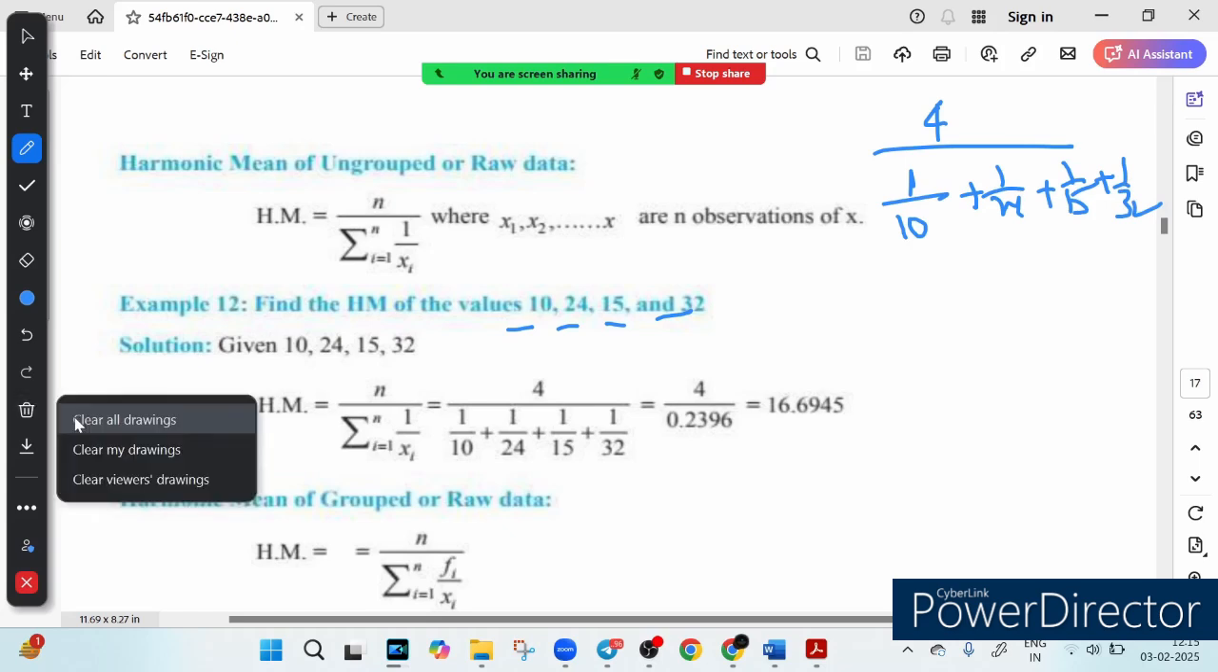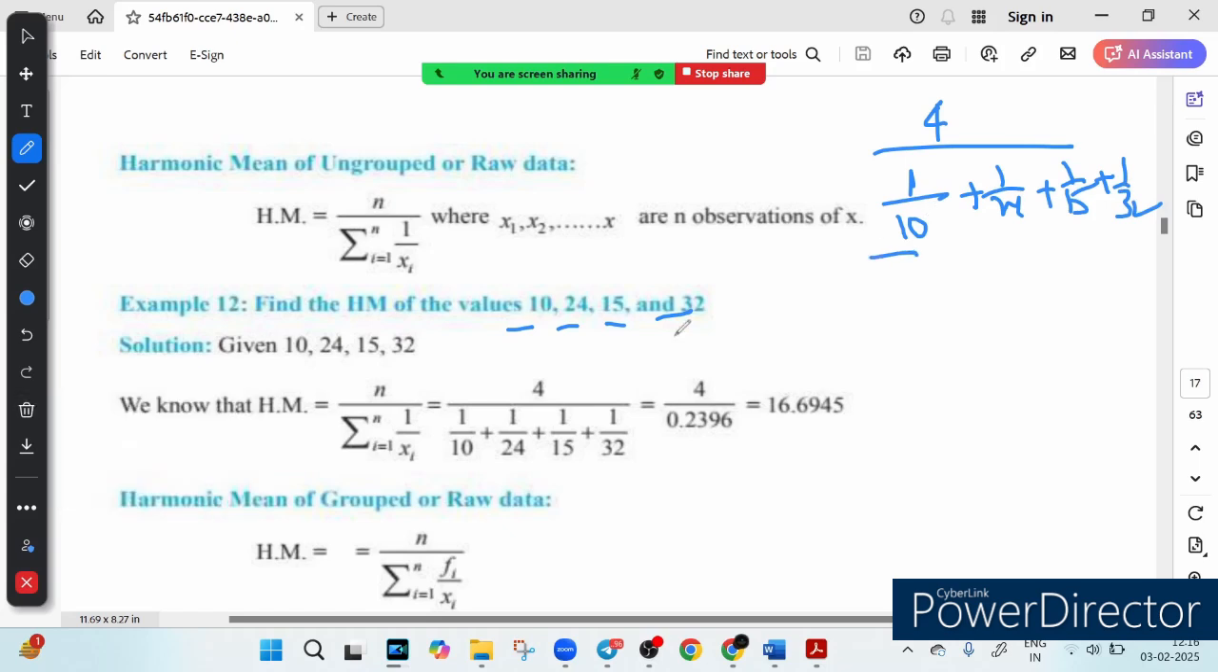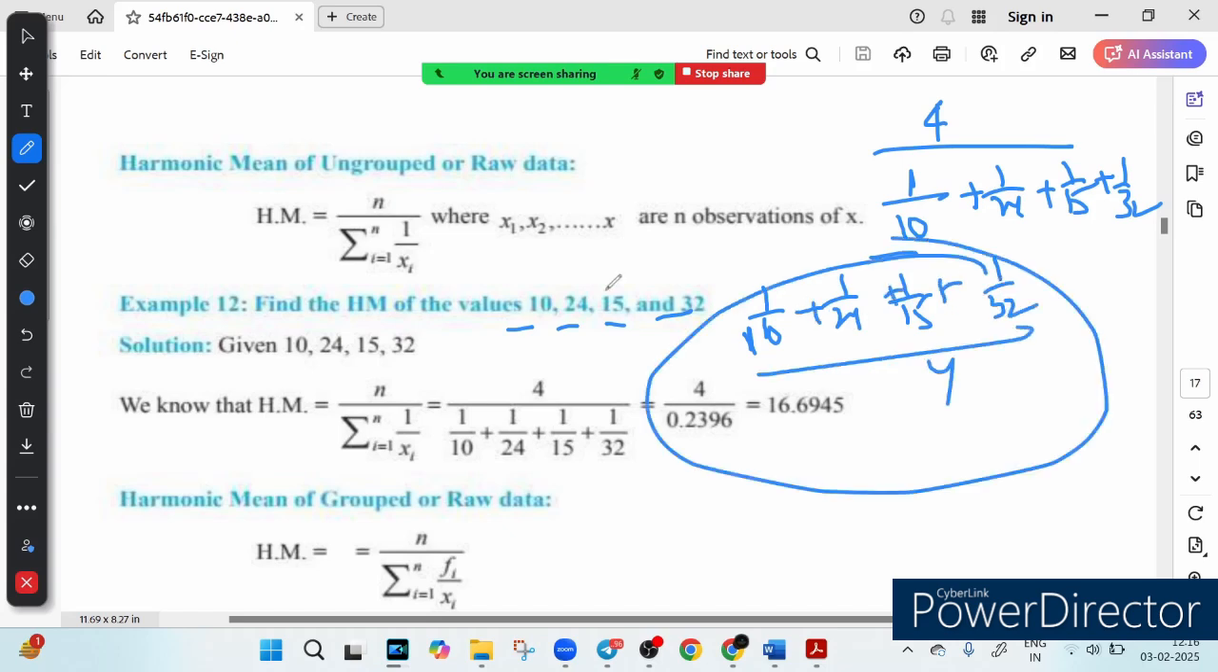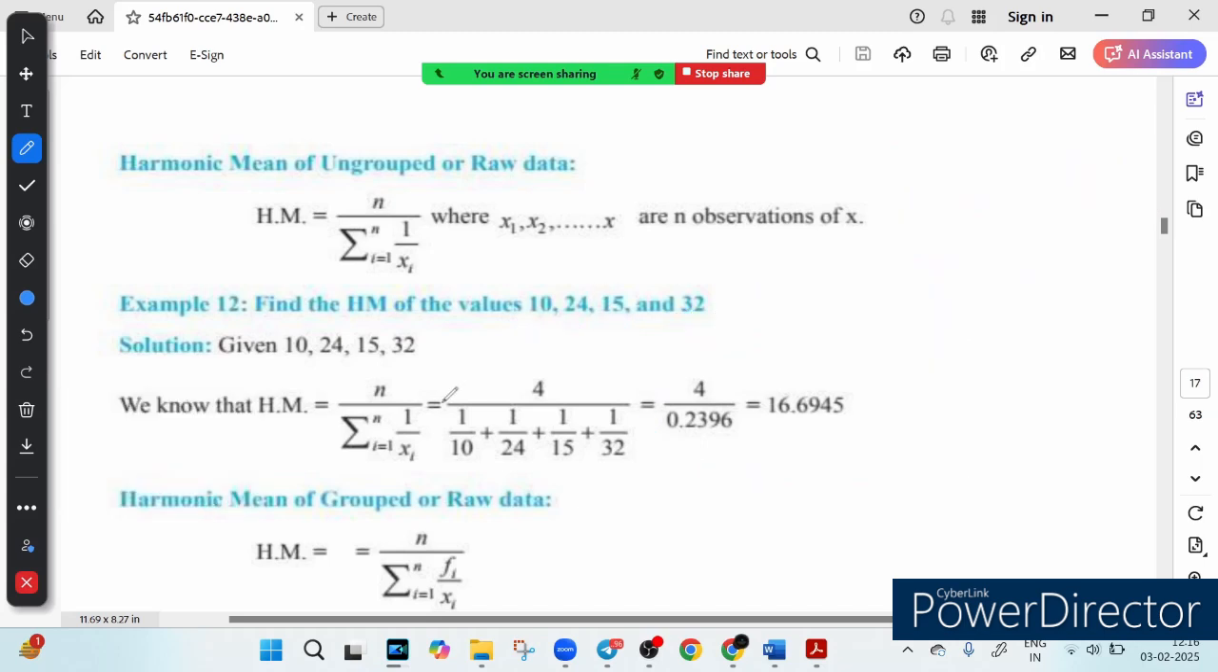Another way is that you first of all find the reciprocals: reciprocal of 10 is 1 upon 10, reciprocal of 24 is 1 upon 24, reciprocal of 15 is 1 upon 15, reciprocal of 32 is 1 upon 32. You find their mean. How to find their mean? Divide by 4, and then you take the reciprocal. Both mean the same. Either you go with the first method or the second method. After the calculation you will get 16.6945. Obviously you have to use a calculator here to be fast. So for ungrouped data, the harmonic mean calculation is quite simple.